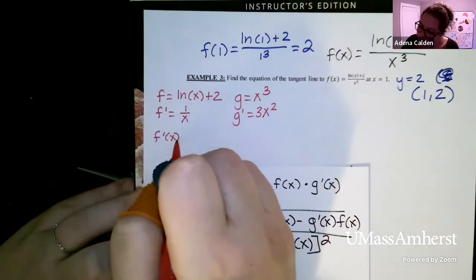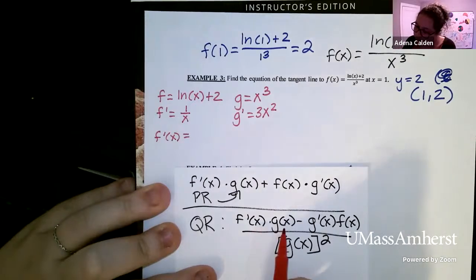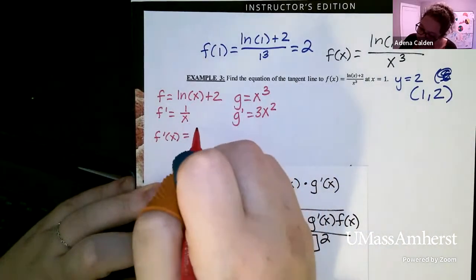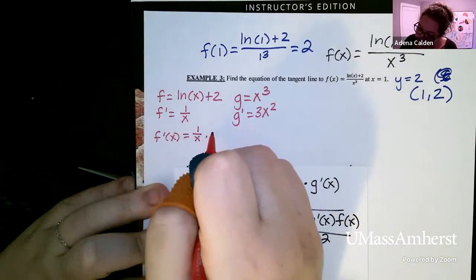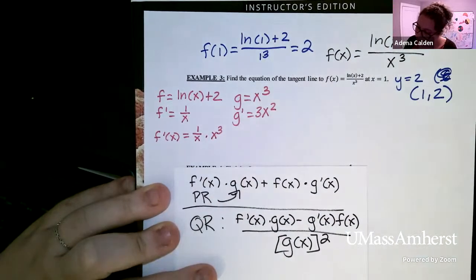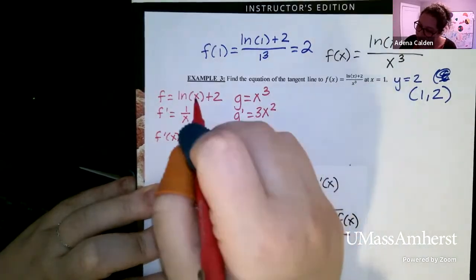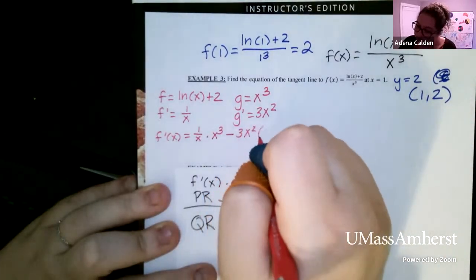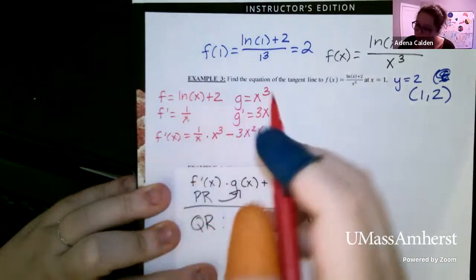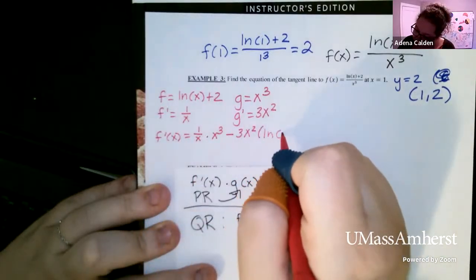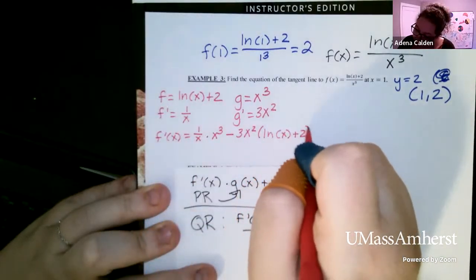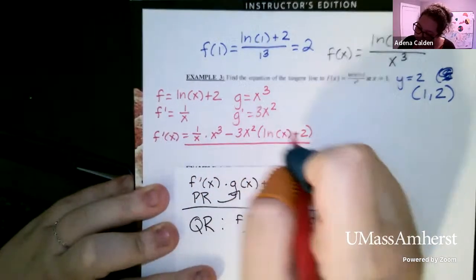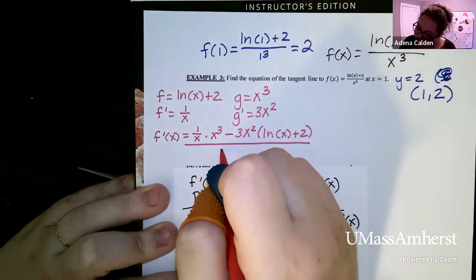So our formula says we're going to do f prime times g. So we have 1 over x times x cubed, minus g prime times f. So 3x squared. Now, since f has more than one term, I'm going to use parentheses. All divided by g squared.